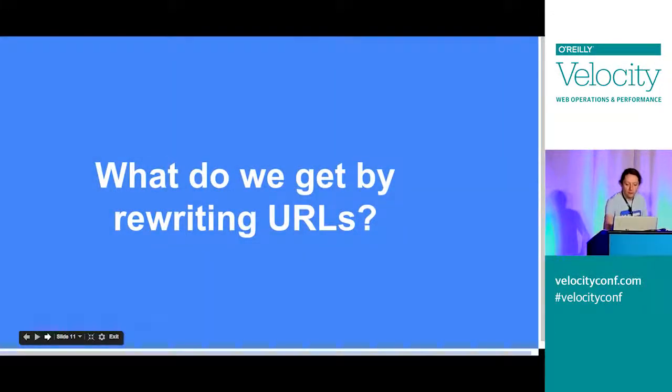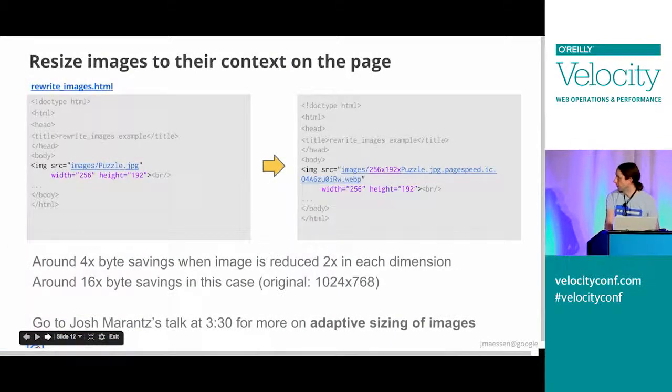So what do we get by rewriting URLs that we aren't getting by doing in-place resource optimization? One thing we're getting, and this really is mostly a bandwidth savings, but it can be very big, is resizing images to their context on the page. This is an example from our examples page, but you've probably all seen this in sites yourself. Here I have this 1024 by 768 JPEG, puzzle.jpg. And I've resized it to 256 by 192 by just putting a width and height attribute in the HTML.